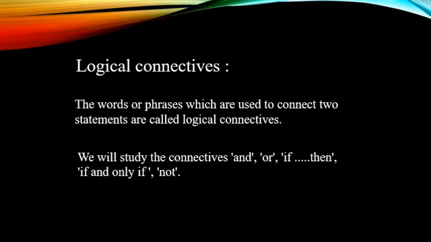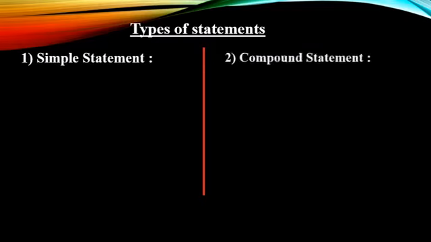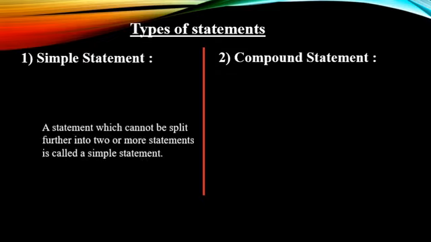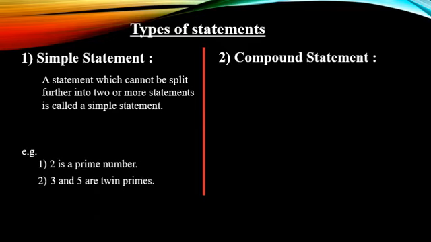Now our second topic, types of statements. So there are two types of statement. First type is simple statement. Second type is compound statement. Now the definition of simple statement: a statement which cannot be split further into two or more statements is called a simple statement. For example, let us consider two statements which cannot be split.